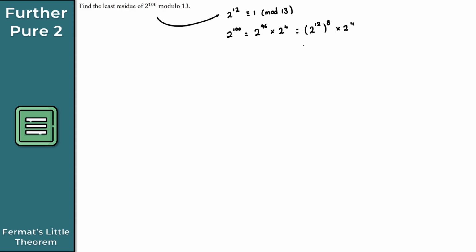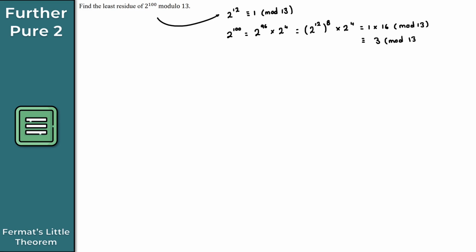Like so. Well, 2 to the 12 here is congruent to 1 mod 13. So what I've got here then is 1 to the 8 times 2 to the 4. That's just 1 times 16 here. So we obtain 1 times 16. Now this is mod 13, right? So I've got 1 times 16 here, mod 13. Well, 1 times 16 is 16. So 16 mod 13 here is congruent to 3 mod 13.